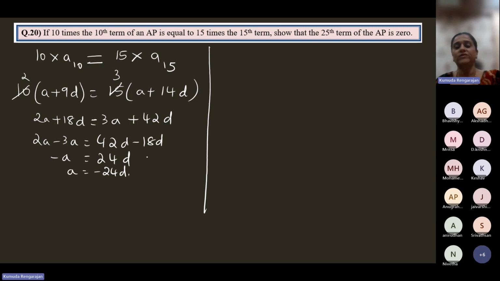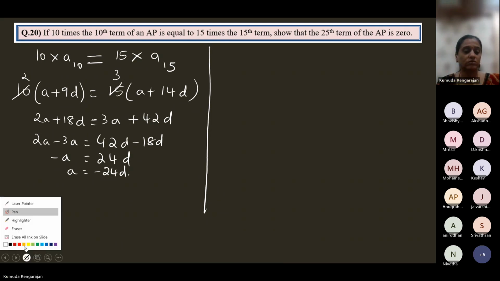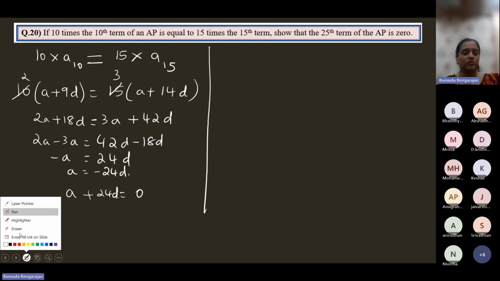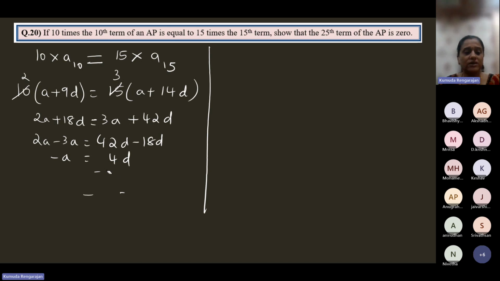Now we have to show that the 25th term is 0. Oh, okay, so we've got it here itself. The 25th term is 0. So what do you mean by the 25th term? A plus 24d. So see here, a plus 24d is 0. See, when you solve this, what did you get? Minus a is equal to 24d. This is what we got.